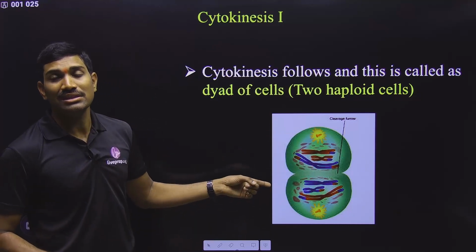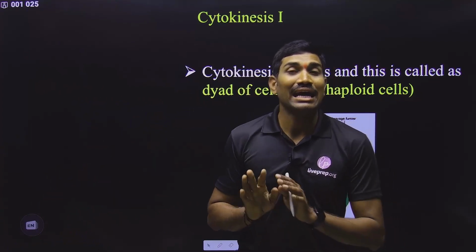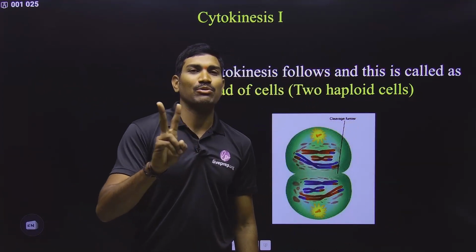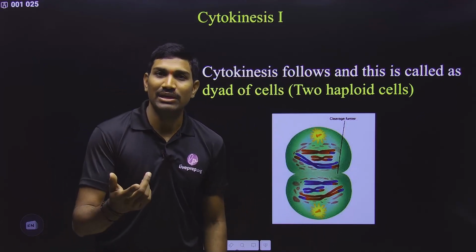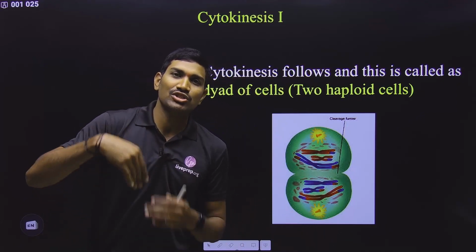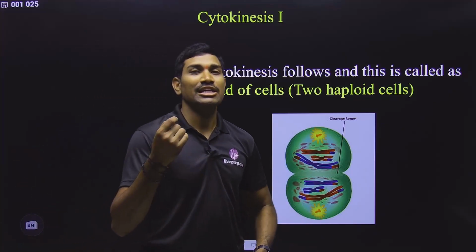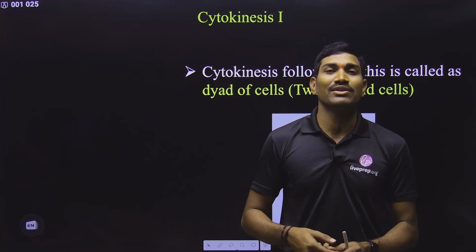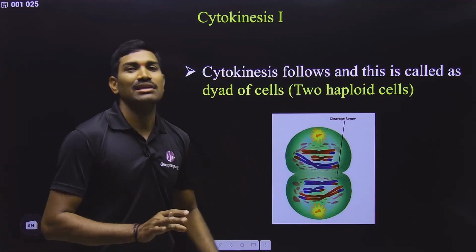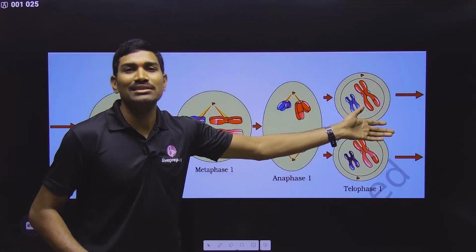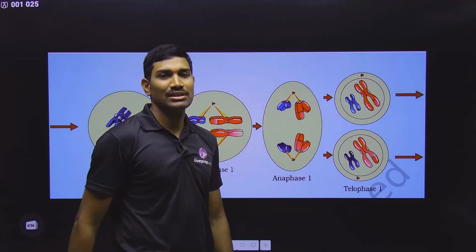And what is the ploidy of these cells? Haploid. Please understand, the parent cell is diploid and the daughter cells are haploid cells. 2 haploid cells are produced. That's why it is called a dyad of cells. That means in meiosis, actually in meiosis 1 itself, ploidy reduction is taking place. That's why it is called a reduction division. In the case of meiosis, ploidy is reduced to half, and that reduction is actually occurring in meiosis 1 itself. That's why meiosis 2 will resemble the mitosis process. So finally 4 haploid cells are produced.